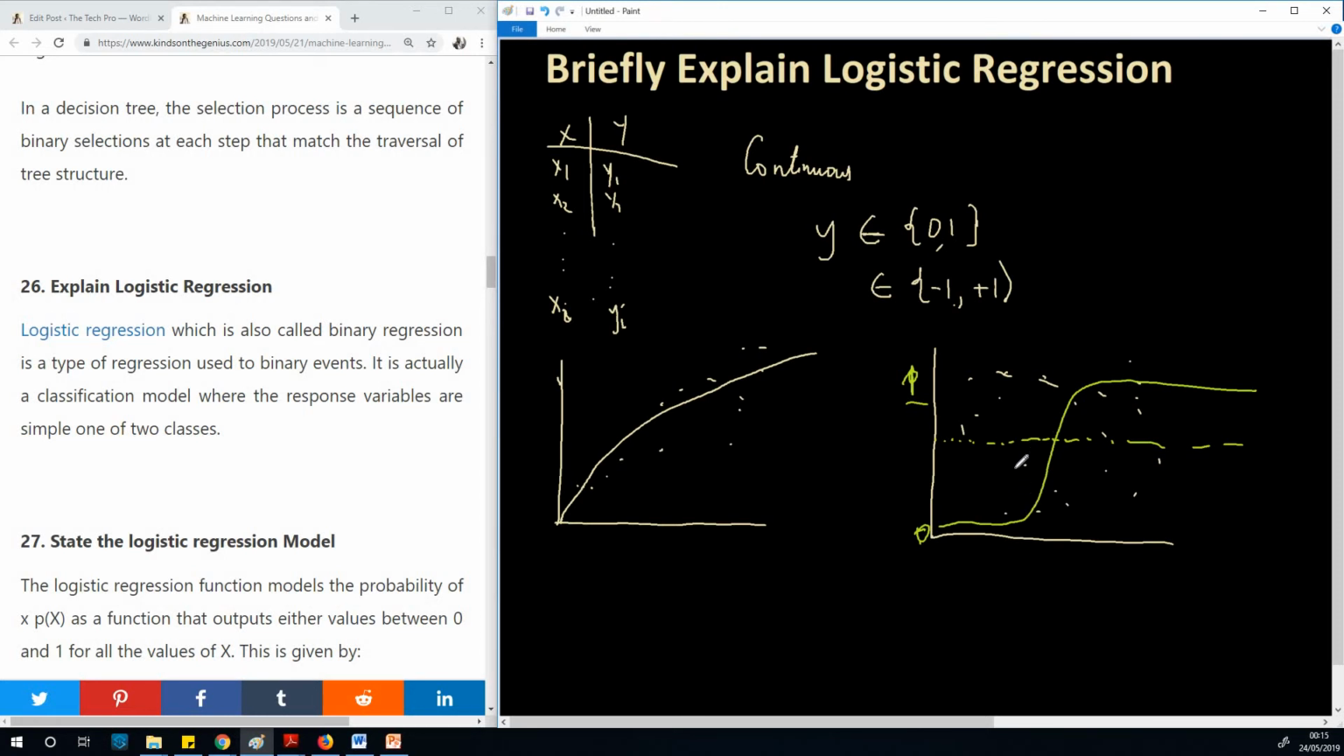In the next lesson, we are now going to look at actually how the logistic regression model works in very simple terms.